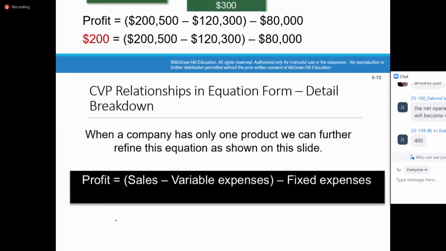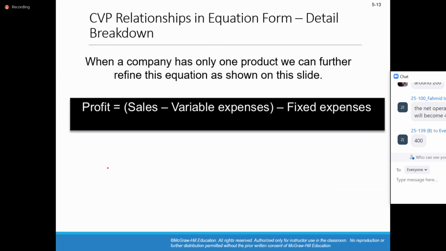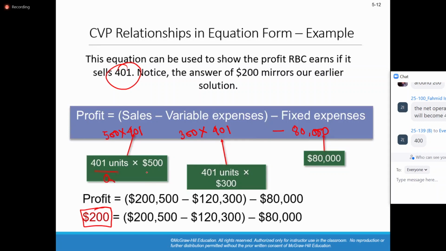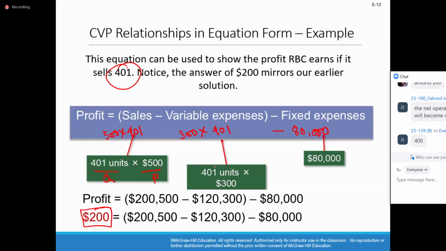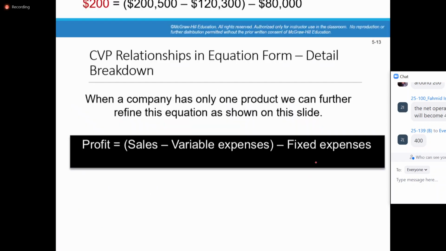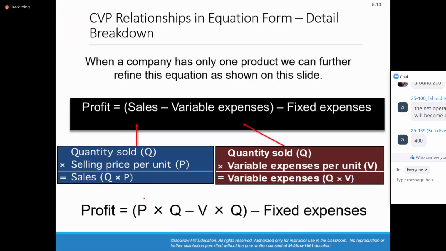So this is in equation form. Now, if you want to identify what these numbers are: this is Q, this is price. What is this? This is Q, and this is variable cost per unit, and 80,000 is fixed expenses. So this has been identified here. Nothing new here. Okay. So you see, it has been expressed in terms of units.